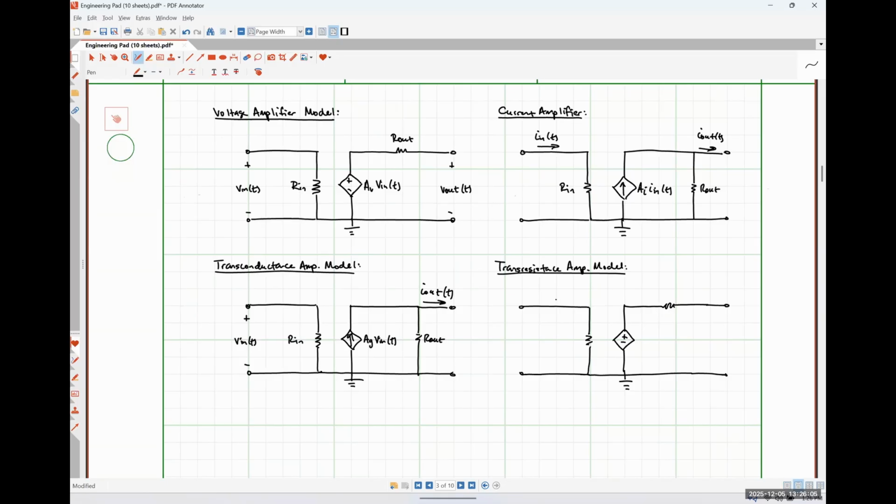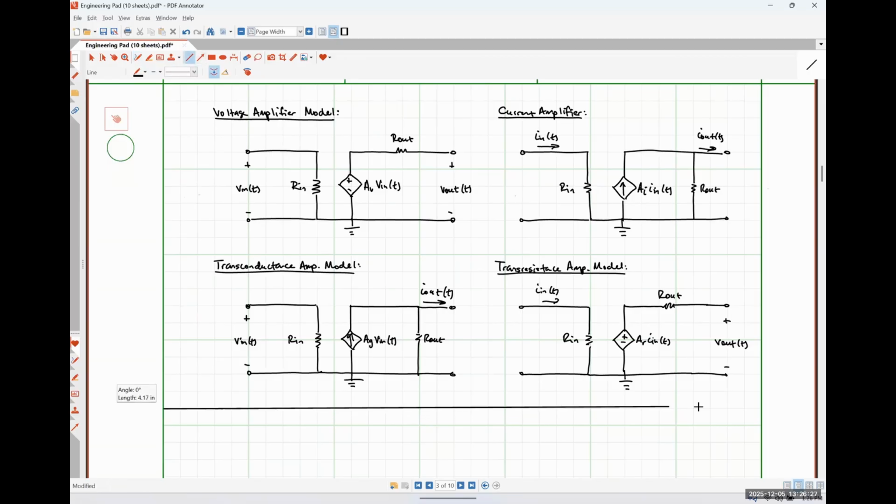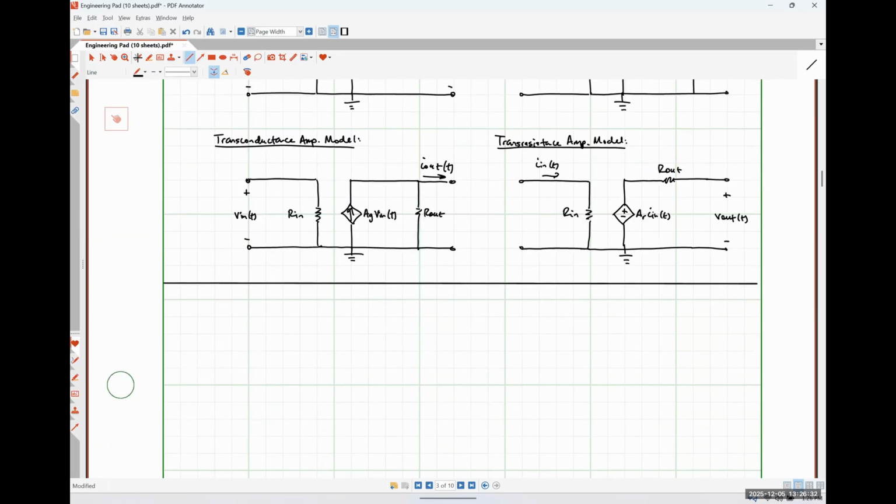So this will be IN, RN, AR times IN, R out, and lastly, B out. We draw a line under this. Let's finally get to an example.